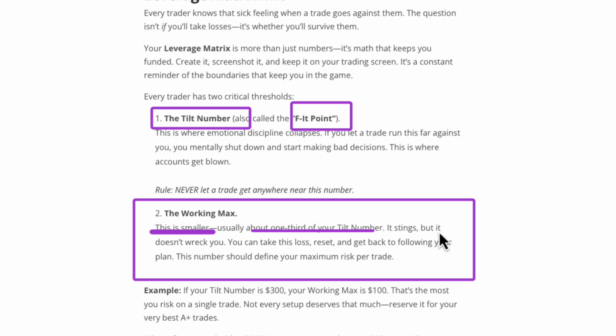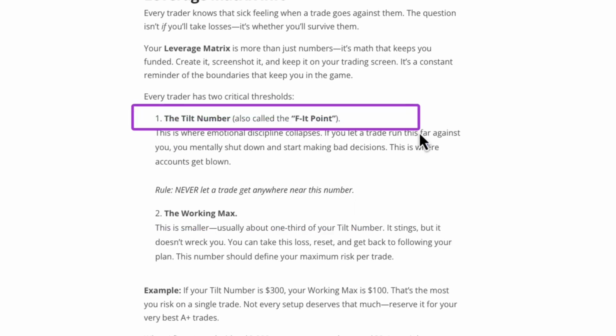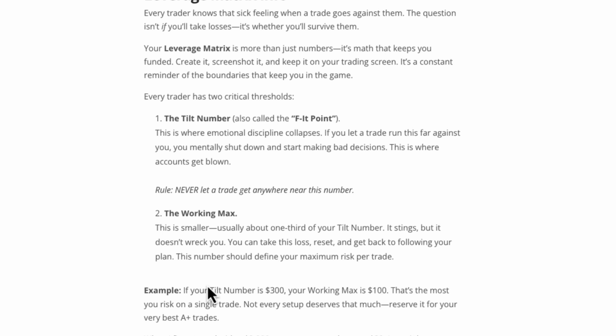Or me and the chart just aren't getting along today. This isn't my ideal price action. I should probably walk before I get anywhere near my tilt or effort number. So it's usually 1/3 of that size. It stings, but it doesn't wreck you. You can take the loss, reset, and get back to following your plan.